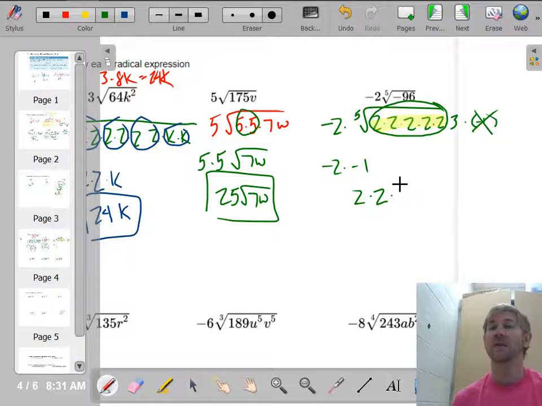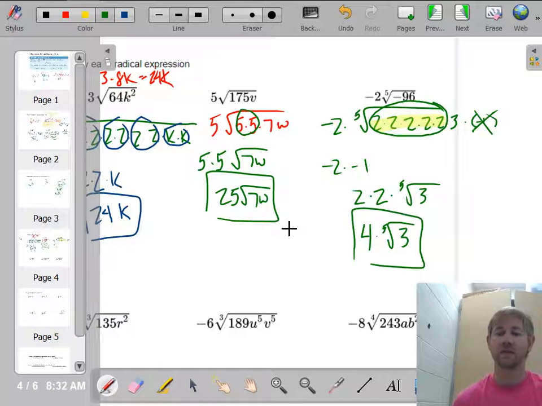And underneath, I'm still taking the fifth root of this. 3 is trapped. He doesn't have 4 other buddies. So now on the outside, I have 2 times 2, which is 4, times the fifth root of that 3 that is stuck. So 4 times the fifth root of 3 is your answer. Pay attention to what root it is. If it's a fifth root, you need sets of 5. Square roots, you need sets of 2.